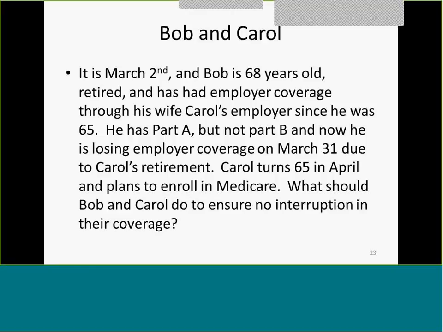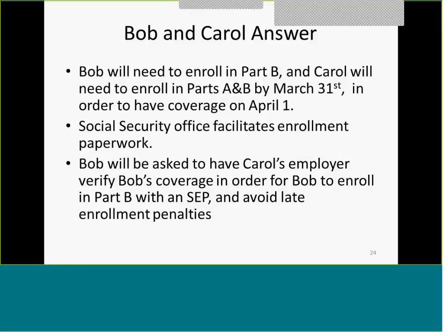Enroll in Part B. You need to enroll in Part B. They need to get signed up for Part B and figure out what they want to do. And it could go into effect April 1st as long as they get their application submitted before the end of March. Yeah. Bob will need to enroll in Part B. Carol will need to enroll in A and B no later than March 31st. Hope they don't wait that long, but technically they could wait till March 31st and have coverage on April 1.